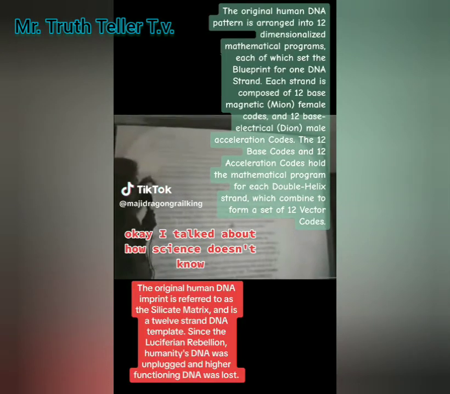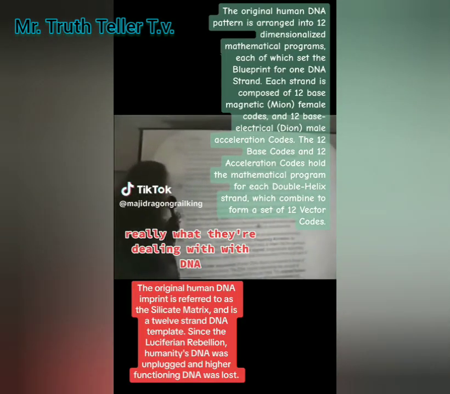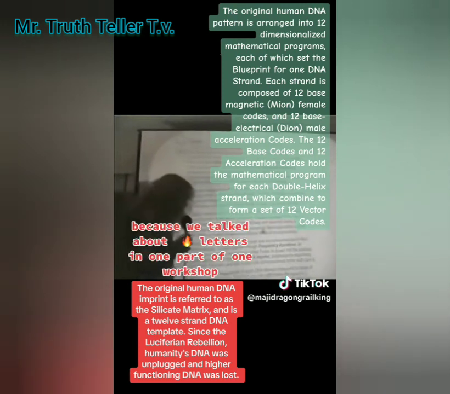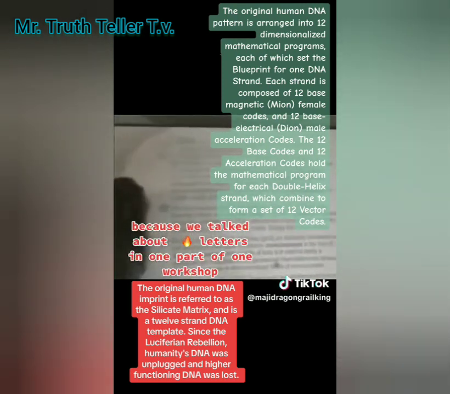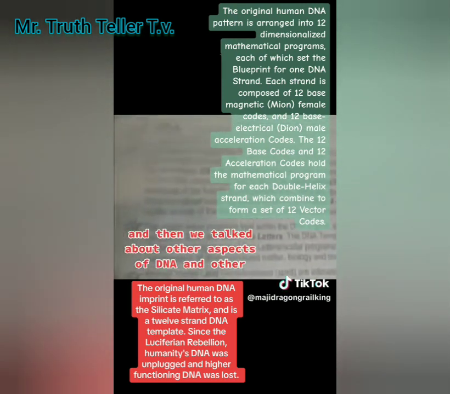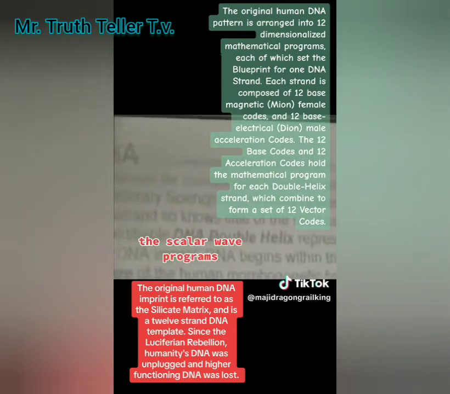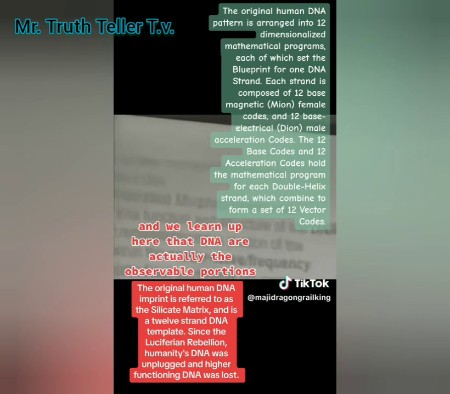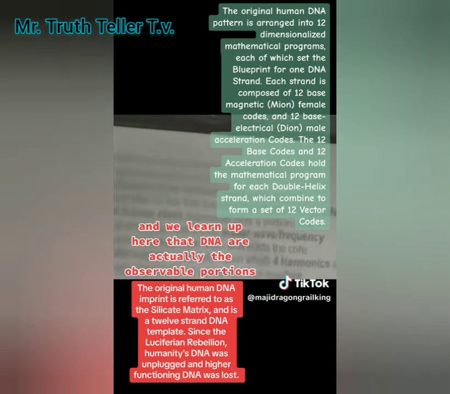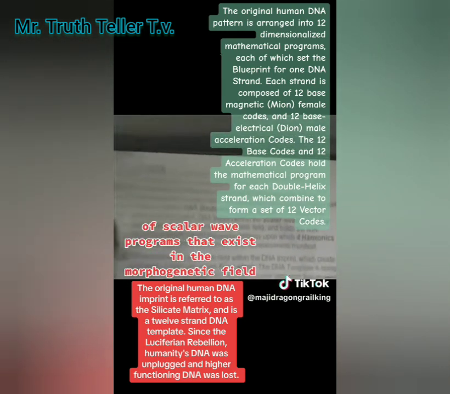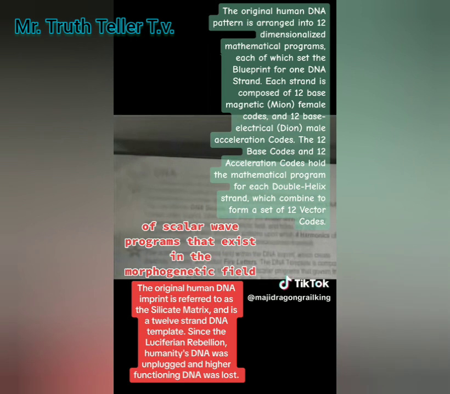Okay, I talked about how science doesn't really know what they're dealing with in DNA. This is a point I want to bring together, because we talked about fire letters in one part of one workshop, and then we talked about other aspects of DNA in another. This will bring together a little bit of how these two things work together. Okay, the scalar wave programs, and we learned up here that DNA are actually the observable portions, chemical translations, of scalar wave programs that exist in the morphogenetic field.